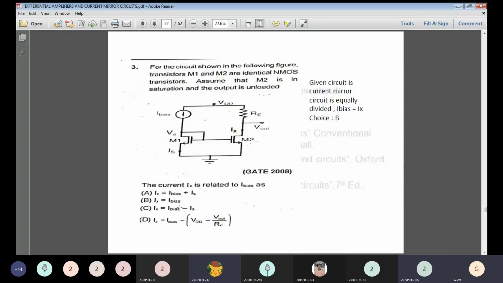Moving on to this question, this is your current mirror circuit again. Transistors M1 and M2 are connected as a current mirror. So what is the basic equation relating Ix to I bias? See, in the current mirror, assume that M2 is saturated and the output is unloaded. And the output here is unloaded with your load resistance. In the given circuit from the diagram, we can easily say that the Ix value is equal to I bias.